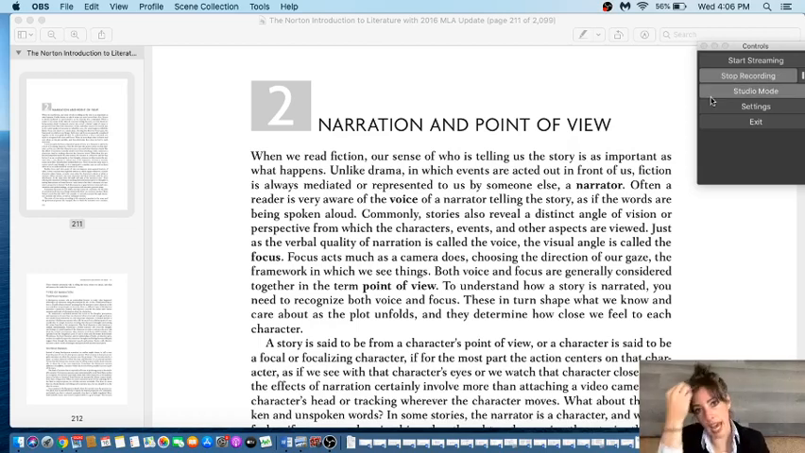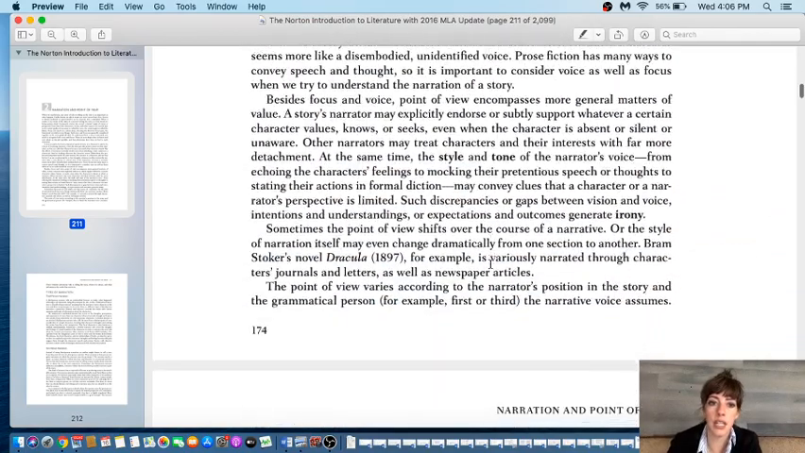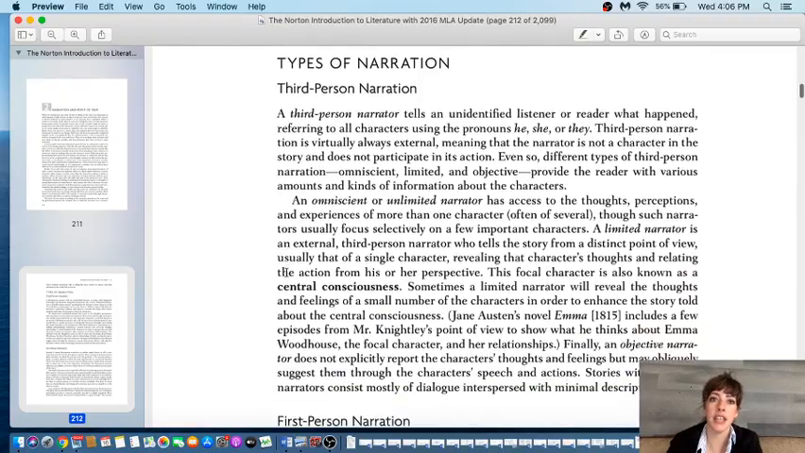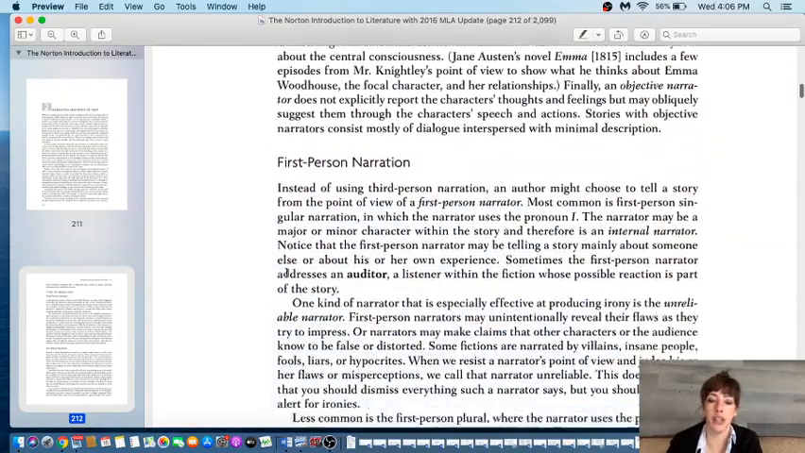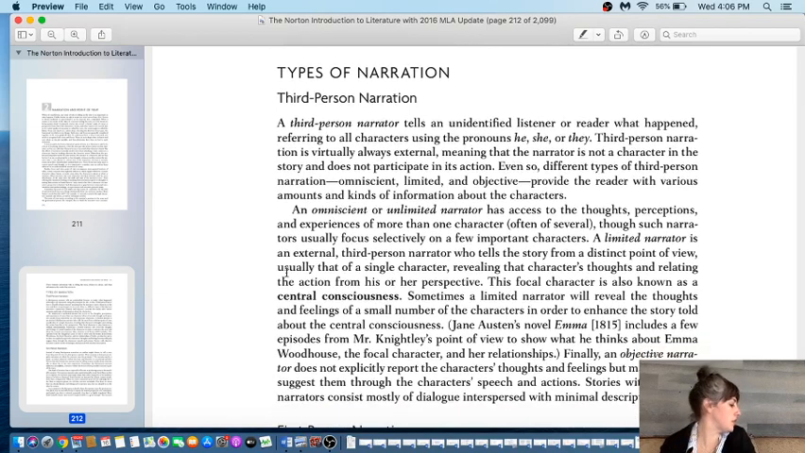Okay, so we're going to look at narration and point of view. In your books, that is pages 174 to 177 is what I'd like you to read. So as you can see, 174. But we're going to start on 175 together in this video, although I'd like you to read all those pages on your own.